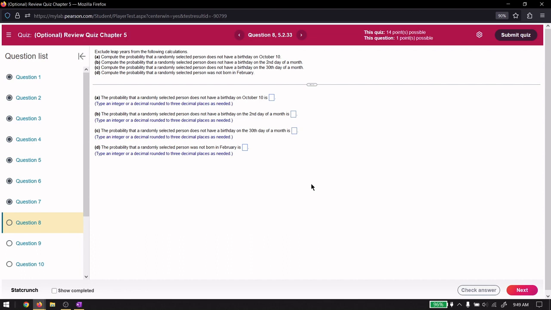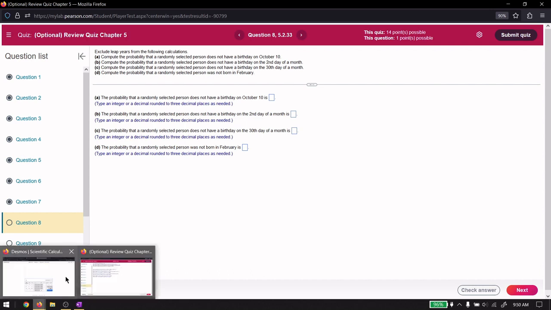Now we're talking about birthdays, so we're talking about days in a year. Let's just use 365 for the amount of days in a year. We're also excluding leap years, so we're not going to really worry about that. So let's just say there's 365 days in a year. And if we're looking for October 10th, it's going to be 1 out of 365 days. What's that as a decimal here?